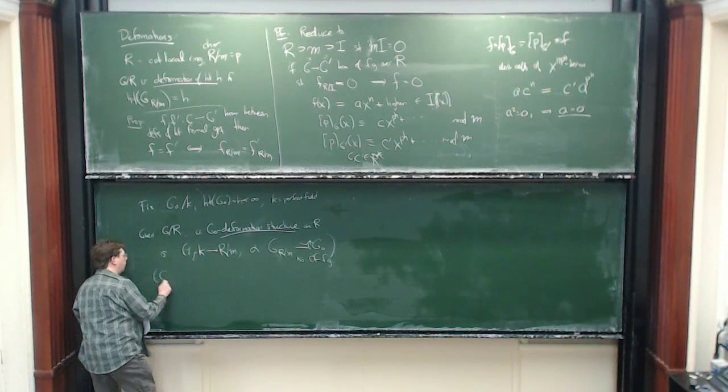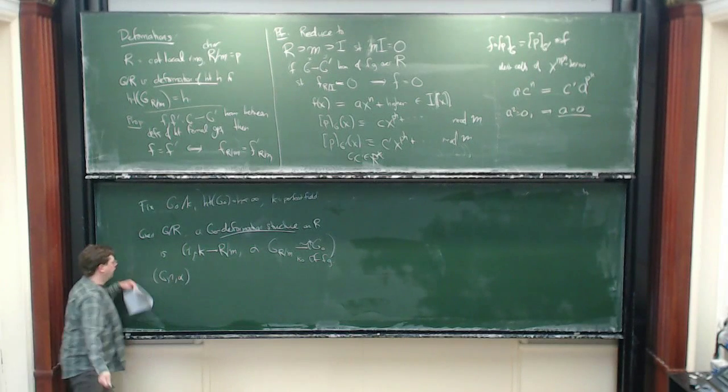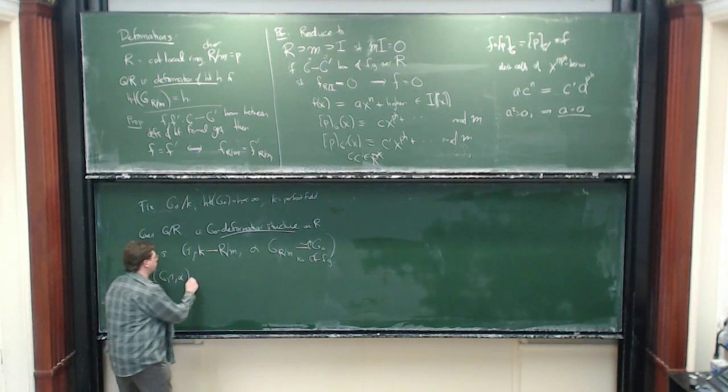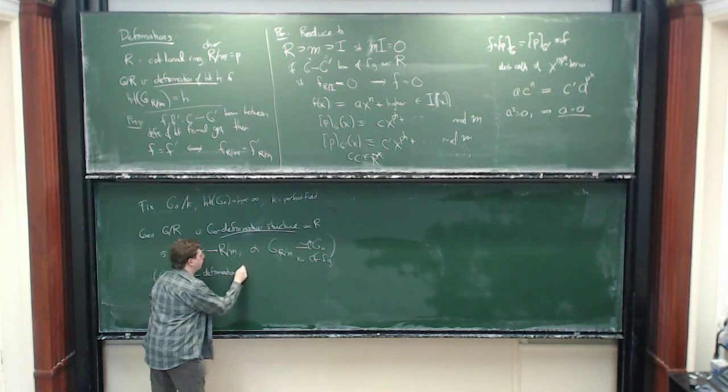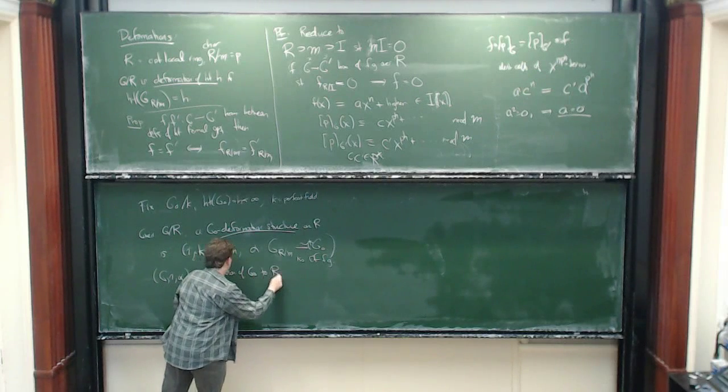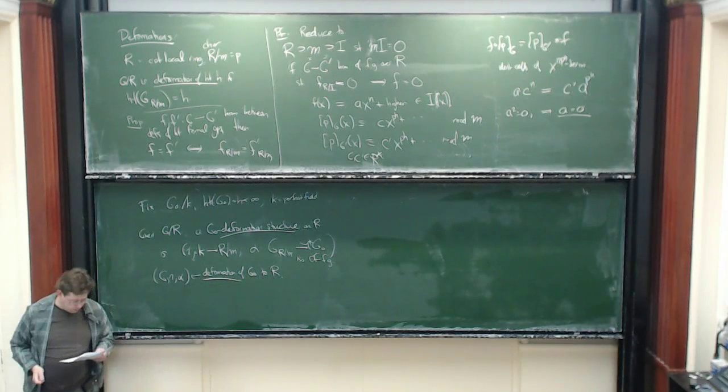And a triple consisting of G together with i and alpha, a deformation structure, is what I'll call a deformation of G0 to R. I might use either kind of language.